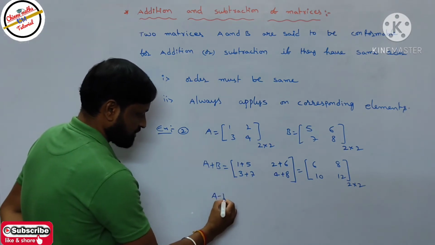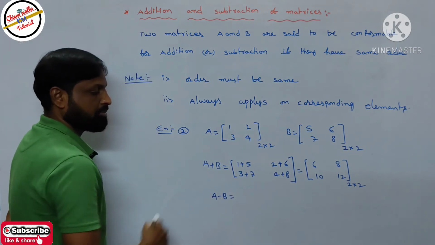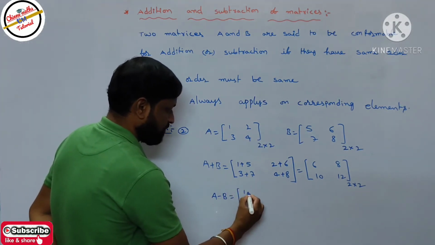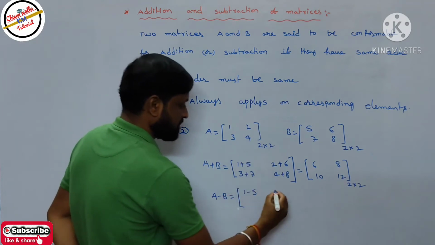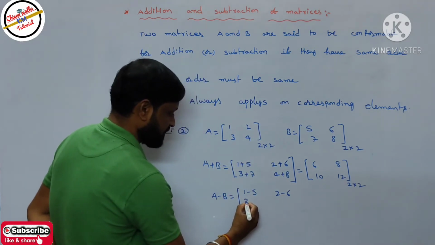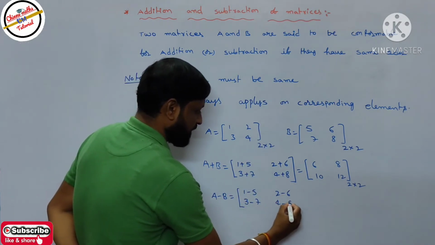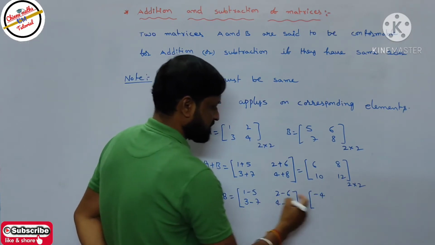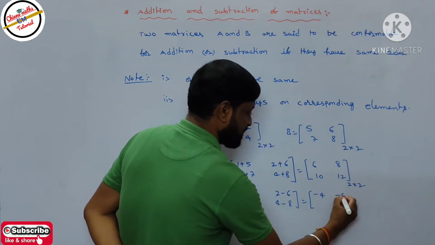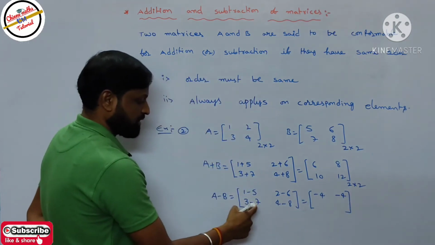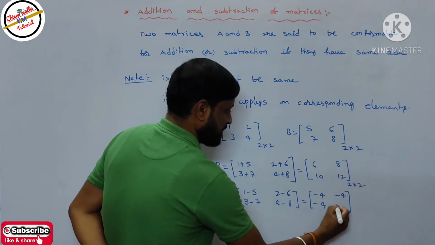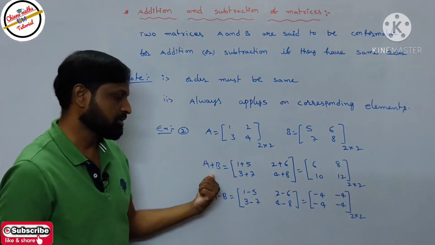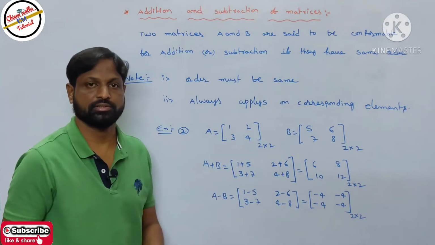For the same matrices, take the subtraction of the two matrices, A minus B. Then you can write 1 minus 5, and the corresponding elements, 2 minus 6, 3 minus 7, 4 minus 8. It is equivalent to minus 4, 2 minus 6 equals minus 4, 3 minus 7 is also minus 4, and 4 minus 8 is also minus 4. It also has the same order. This is the addition and subtraction of two matrices.